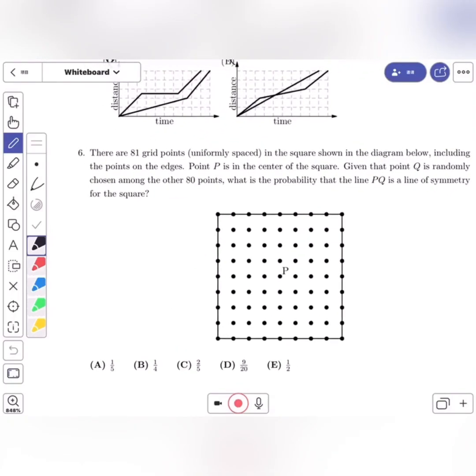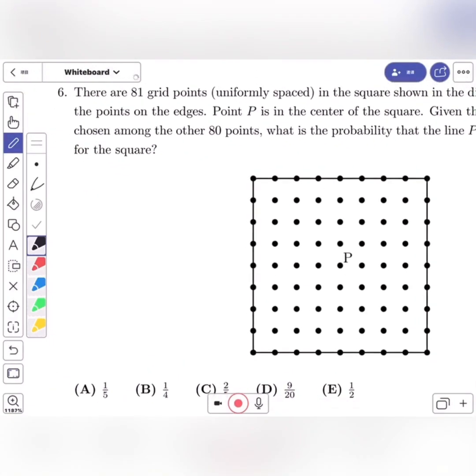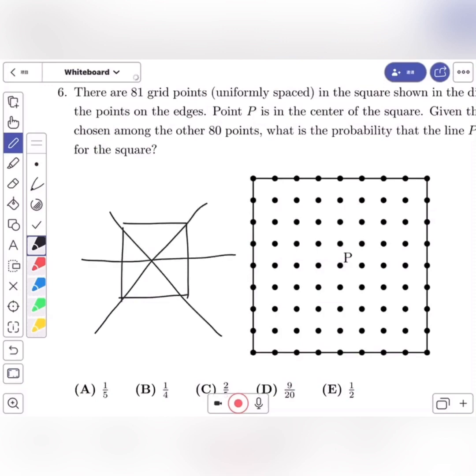Now number 6. There are 81 grid points in the square shown in the diagram below, including the points on the edges. Point P is in the center of the square. Given that point Q is randomly chosen among the other 80 points, what is the probability that the line PQ is a line of symmetry for the square? So we know that for a square, there are 4 lines of symmetry, right? 2 diagonal lines and 2 lines that cross through the center.